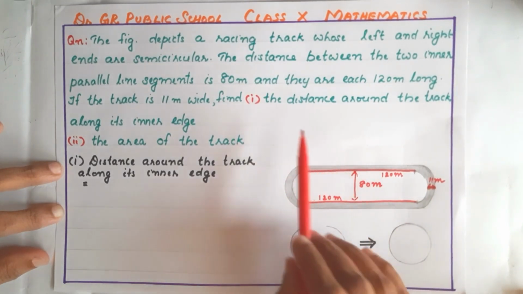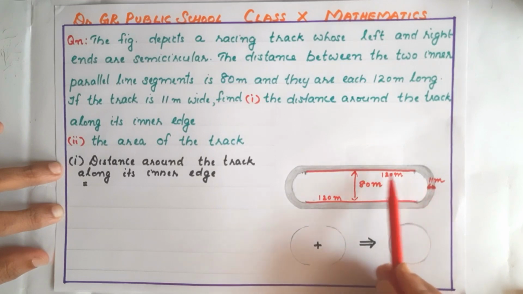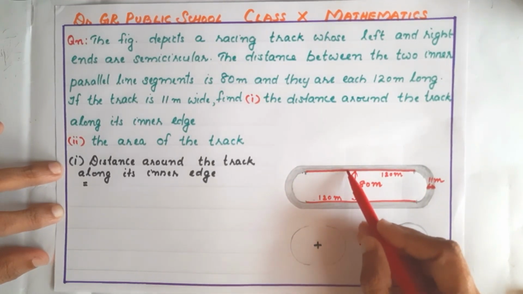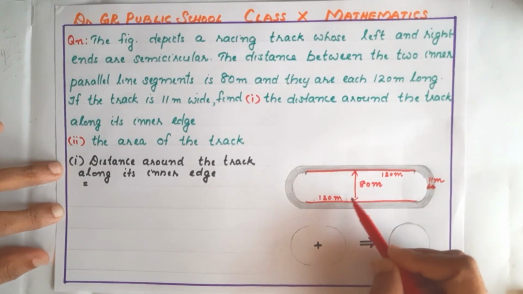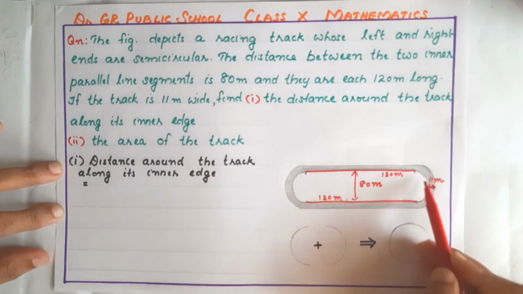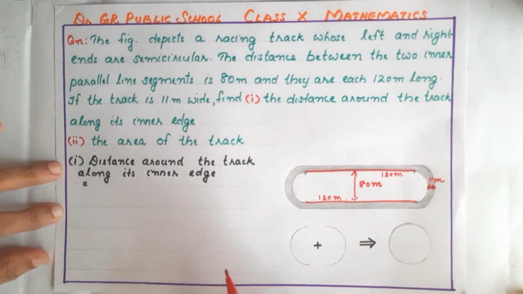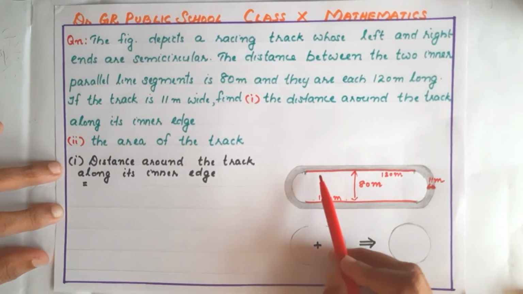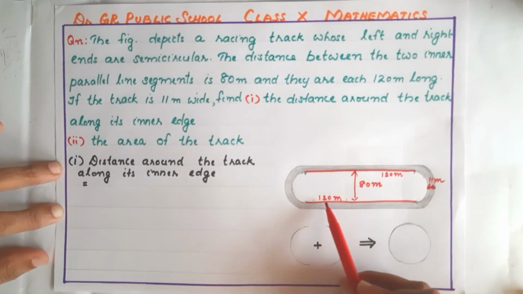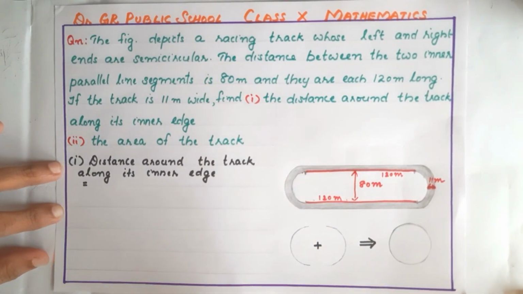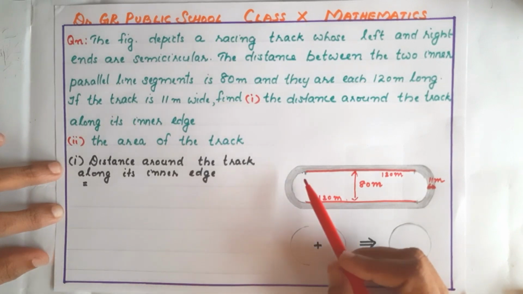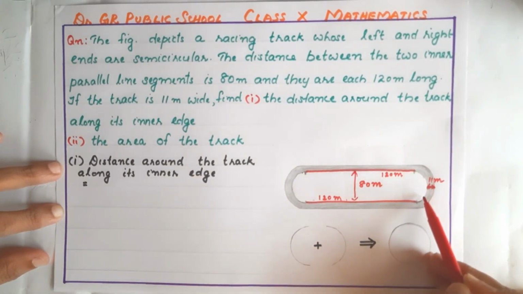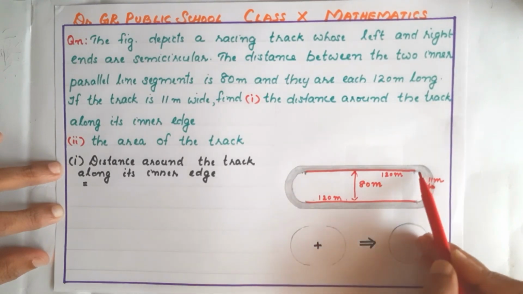So to get the total distance of this inner edge, we have to add the length of these two line segments and the length of these two semicircular ends. The length of these two line segments is given, 120, 120. Now what else? We have to find out the length of the two semicircles.